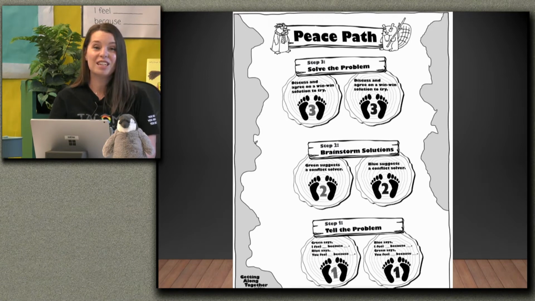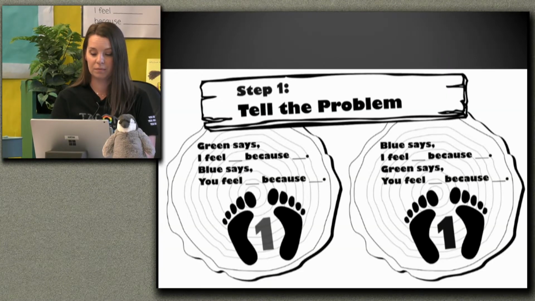I want you to continue to practice using the peace path to help you solve conflicts. Step 1 of the peace path is to tell the problem. And this is only after you are cool. If you're feeling hot and angry and in the red, go through your stop and stay cool steps first before you start on the peace path. Tell the problem. Both people share an I-message for how they're feeling and why, and then the other person says it back.